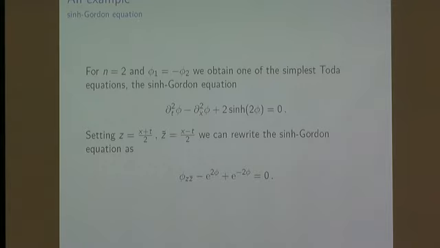If we transform x and t to z and z bar, the so-called light cone coordinates, we can rewrite the sinh-Gordon equation like this, where by z bar I'm denoting the partial derivative. I'm just writing it in this form because it's cleaner.